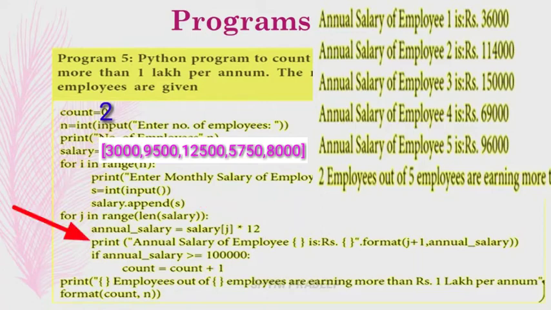Annual salary of employee. j means what? 4. 4 plus 1, 5. This curly brace for 5, so employee 5 is rupees, and this curly brace for annual salary. What is the annual salary of employee 5? 96,000. So here write 96,000. And the next, check the if condition. If annual salary 96,000 is greater than or equal to 1 lakh? No. This condition is false. So you have to skip this count statement. And again go to the for loop.